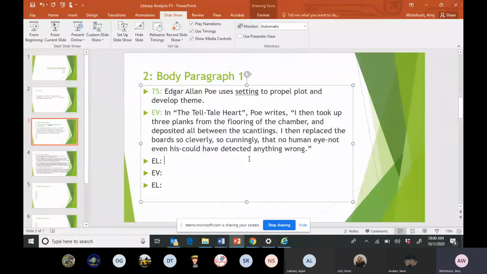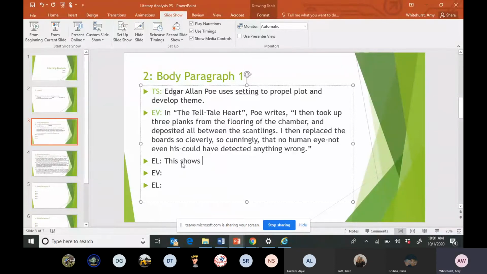Okay. Yeah, 100%. This is part of the falling action because the climax is when he kills the old man. That is like the height of the story. And this is the very beginning of the falling action. So in our elaboration, there's two things that we want to be doing. We want to be talking about how that literary technique moves the plot forward and how that literary technique develops theme.